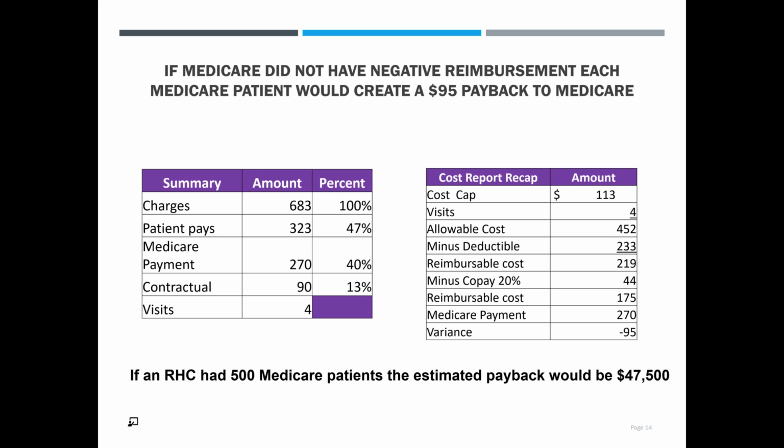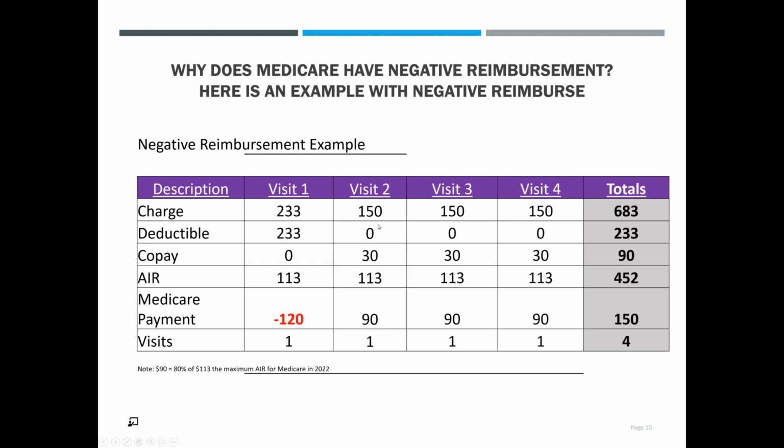And that would basically be the same issue for every Medicare patient, because everybody has a deductible, everybody has copays. So in theory, if you had, say, 500 Medicare patients, you'd be looking at a $47,500 payback on your cost report. And you'd be yelling at Mark at this point because of this. So what happens is Medicare says that's going to be a bad result. So we're going to cause the pain up front.